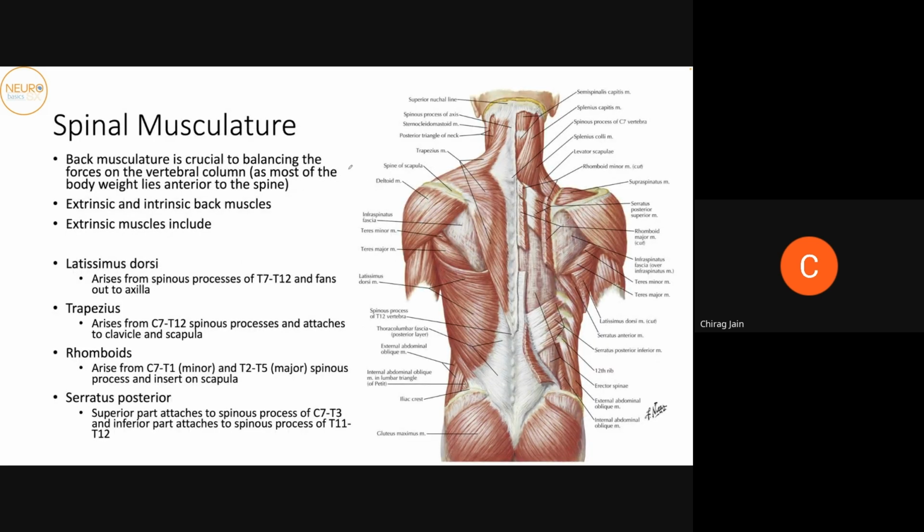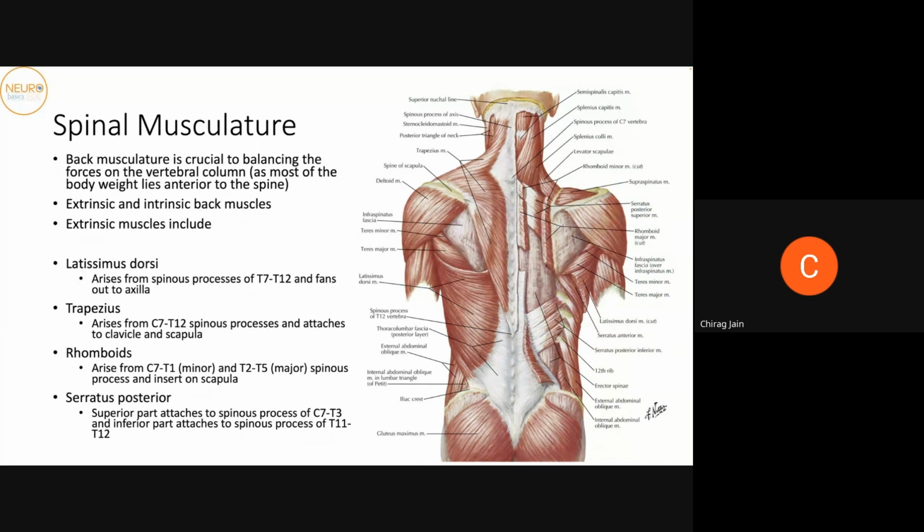Okay. Now coming to spinal musculature, it is a very unnecessarily complicated topic, so we're not really going to discuss it in detail. An important thing to remember is that spinal musculature is very, very important for spinal balance. Now, the entirety of the body weight more or less lies anterior to the spine. And so the spine obviously has a natural inclination to fall forwards and collapse into flexion. That is why back musculature is so important, because it balances the forces on the vertebral column.